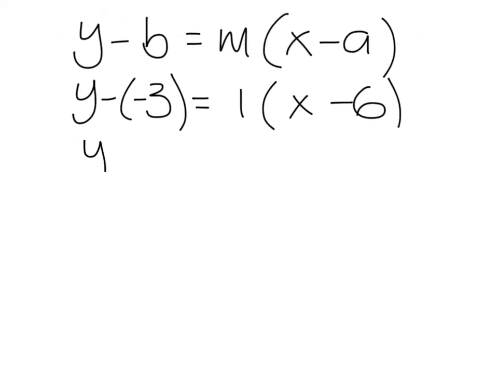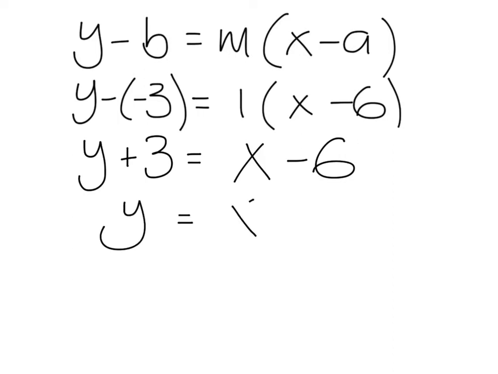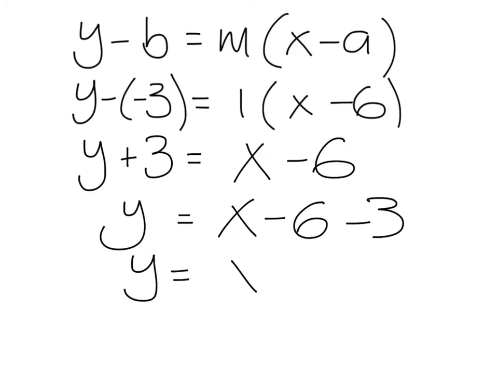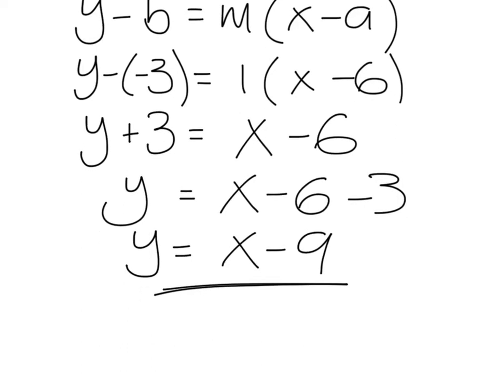So that gives us y plus 3 equals 1 times x is x, and 1 times minus 6 is minus 6. So making it y equals x, take away 6 minus 3, which means y equals x minus 9. So that's the equation of line L2. What we have now is two straight line equations, which means we can find the point of intersection.